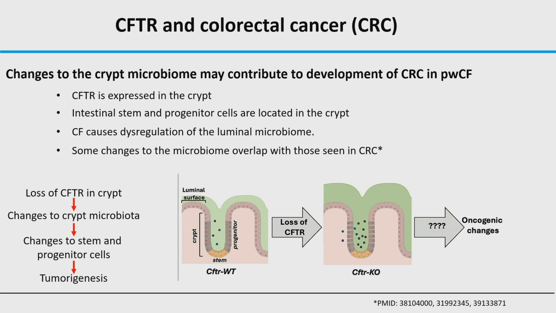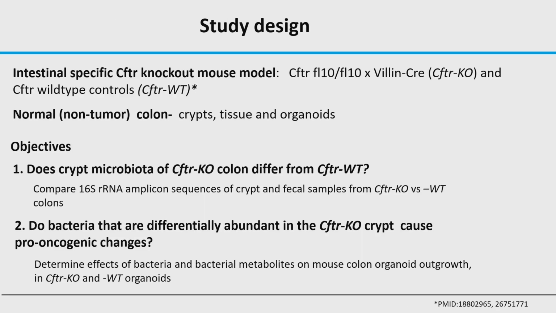So putting all this together, the model that we're trying to test is that loss of CFTR in the crypt causes changes to the crypt microbiota. This then causes changes to stem and progenitor cells, and this contributes to tumorigenesis. To test this model, we used an intestinal-specific CFTR knockout mouse model, and we also looked at normal non-tumor colon tissues.